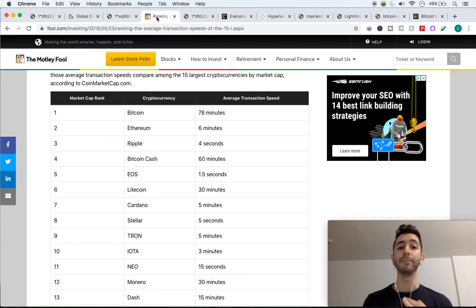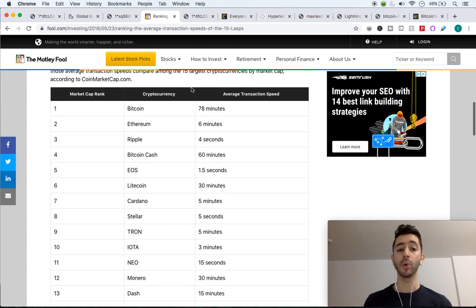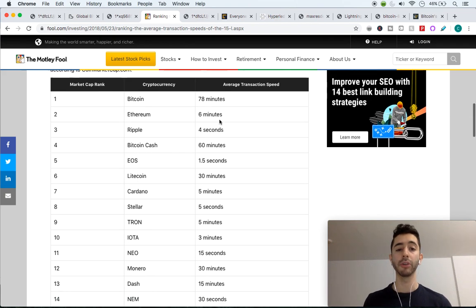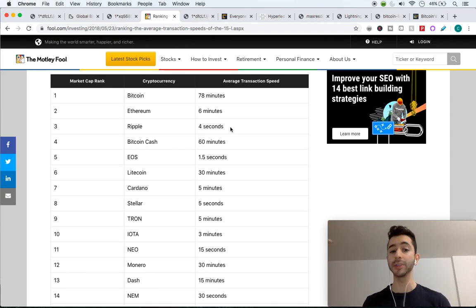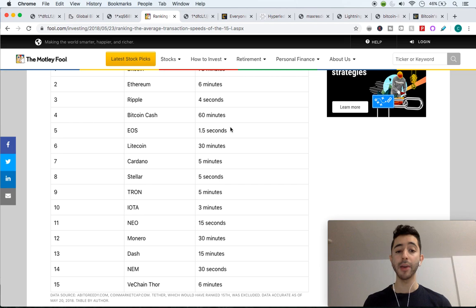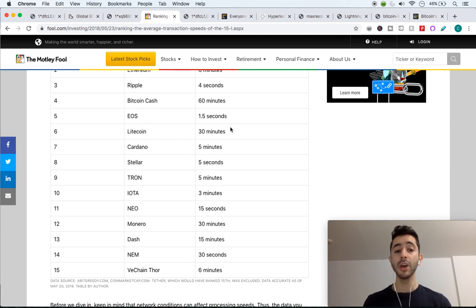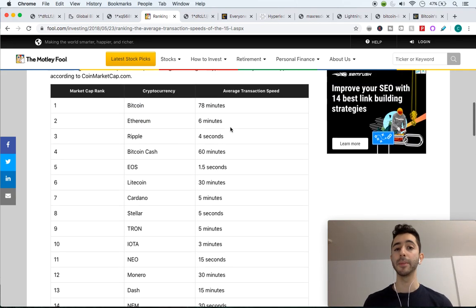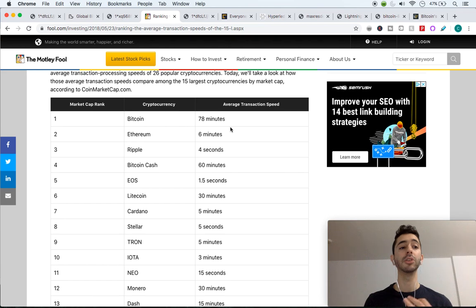Looking back at blockchain projects, we see that Bitcoin takes about 78 minutes on average for a transaction to go through. And then we have Ethereum, a little quicker, 6 minutes. We have Monero, 30 minutes, Dash, 15 minutes. So although we see these speeds a little quicker, it's still not good enough. When we use the term scalability, we're talking about thousands and thousands of transactions per second. 6 minutes, 4 minutes, it's not good enough.